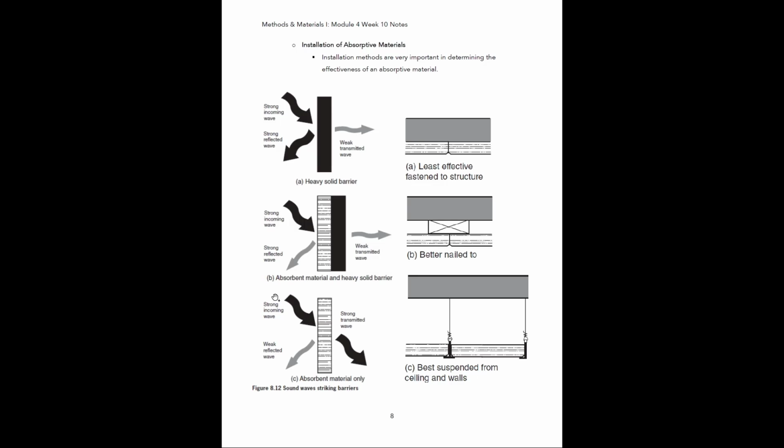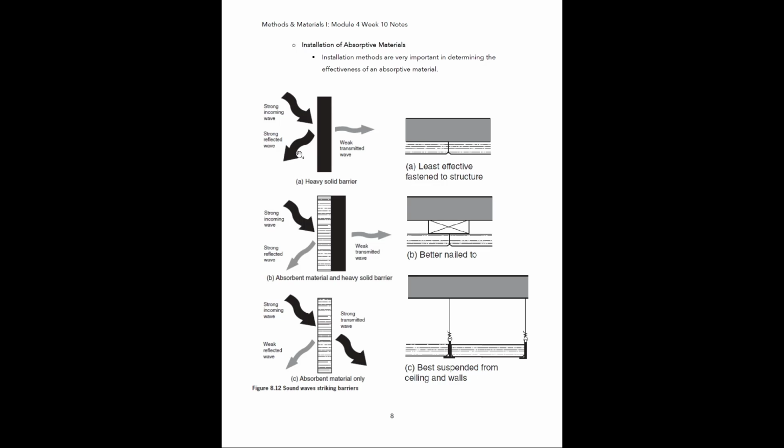So the idea is it prevents sound from bouncing, okay? So it's not really reflecting off of it all that much, but it's not really doing too much to prevent sound from transmitting, okay? So what we want to do is use the two in conjunction with one another.